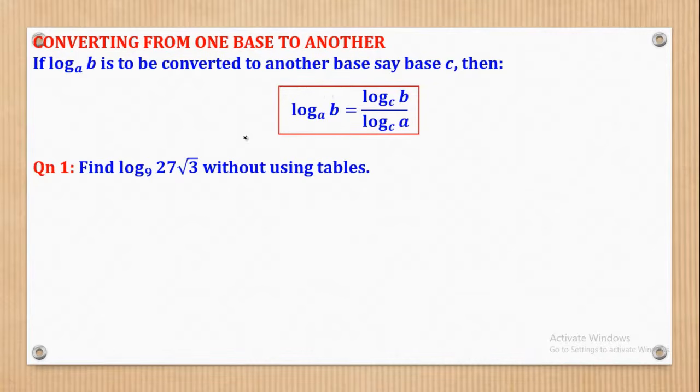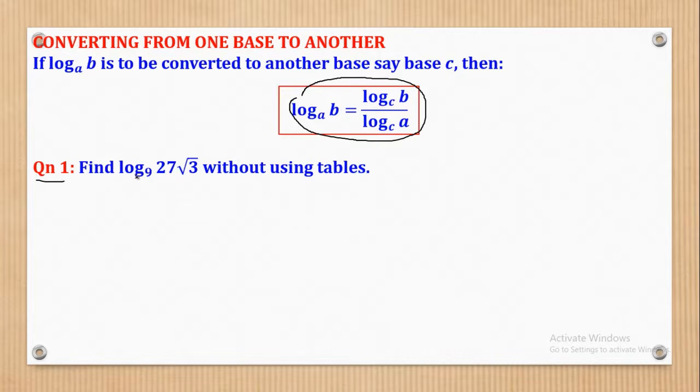For example, if I'm given this one in base A, I may tamper with it and change it to base C. How do I do that? I'll just look at this one, then put log base C of that one divided by log base C of the old base. This identity is very vital because it is used frequently even in UNEB questions, as we shall see. So let's see how it is used.